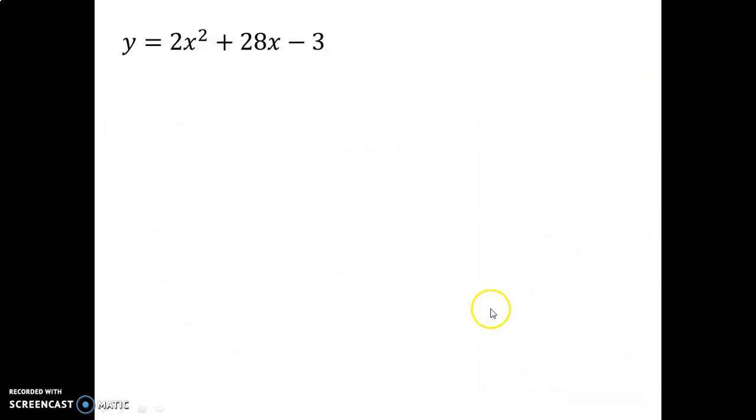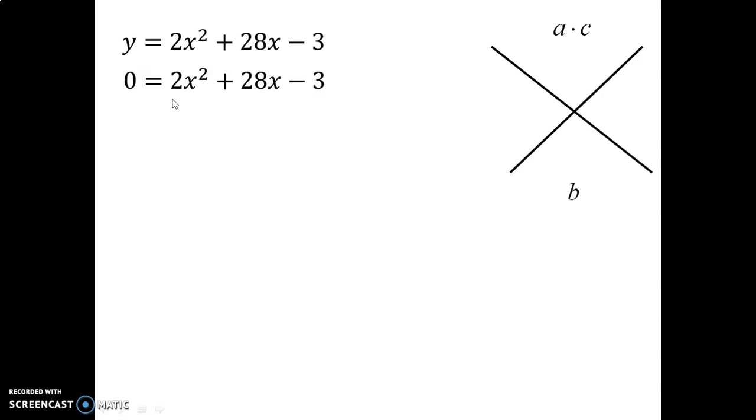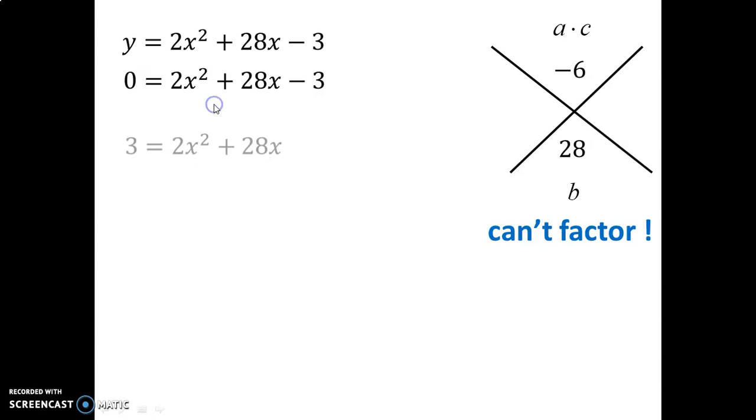Okay, let's look at this one. This one's a little different. Set it equal to 0. Try factoring. A times c is -6, b is 8. Are there two numbers that work? No, we cannot factor. Therefore, we're going to try completing the square. Here's how we're going to do it. Move the 3 over.